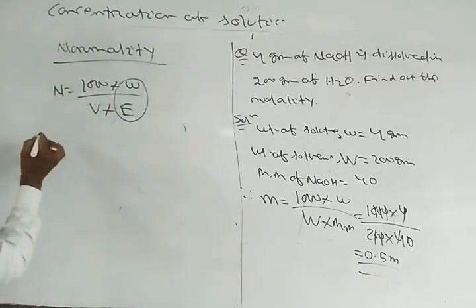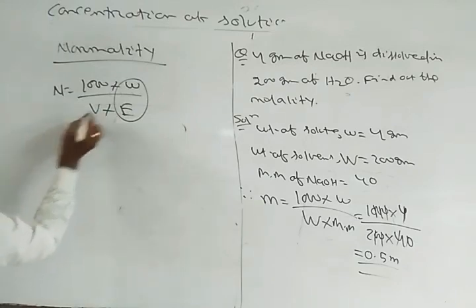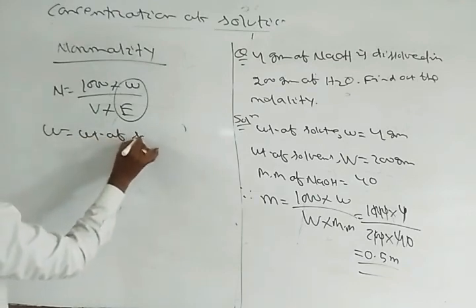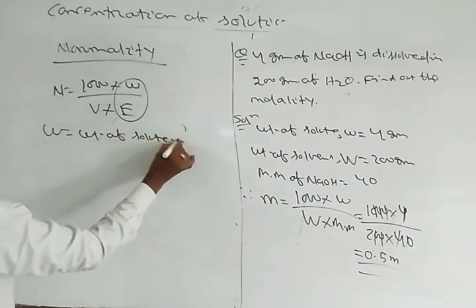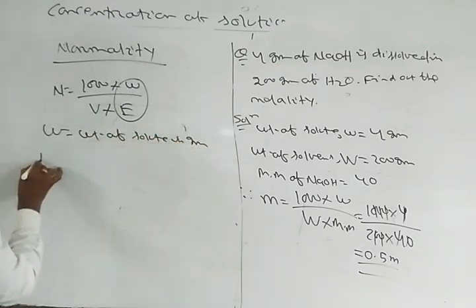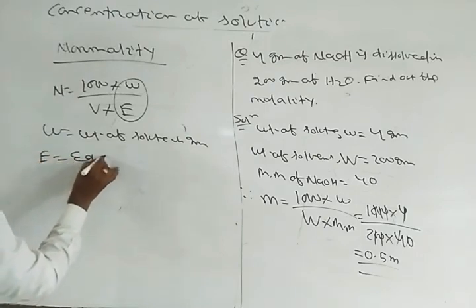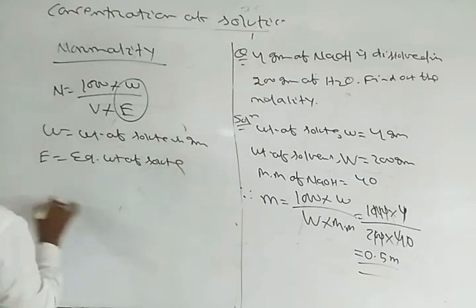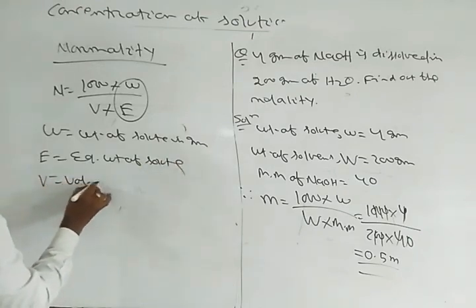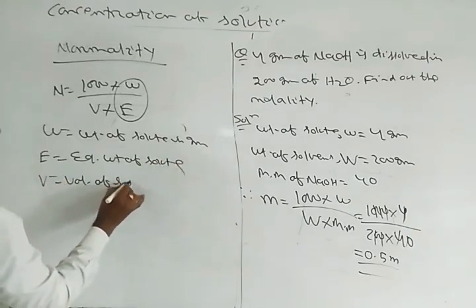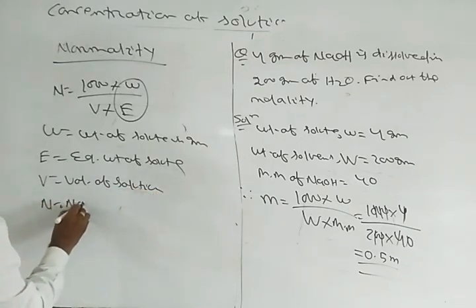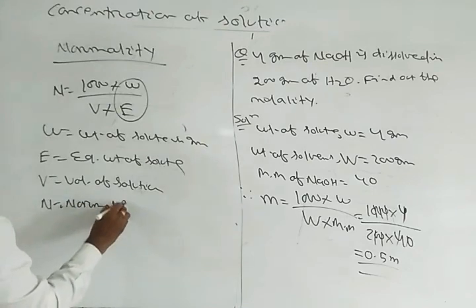Suppose here W is the weight of solute in gram, E is the equivalent weight of solute, V is the volume of solution, and N is the normality.